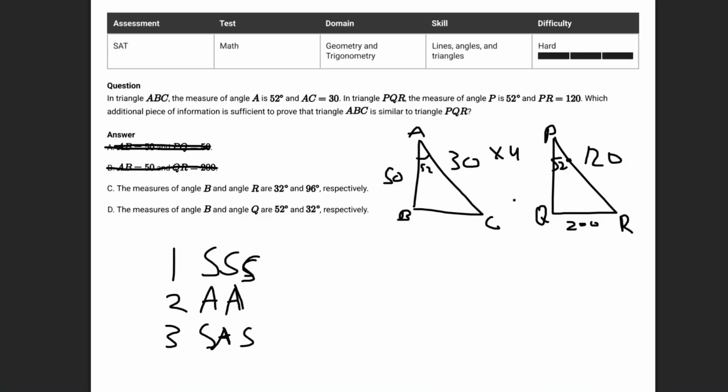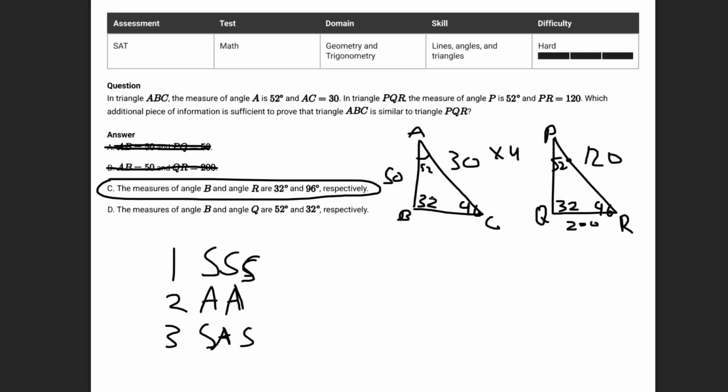All right, and then C says the measures of angles B and R are 32 and 96 respectively. So B is 32 and R is 96. If B is 32, then C has to be 96. And if R is 96, then Q has to be 32, and now all these angles would be the same. And if all the angles are the same, then they're obviously similar. So the answer would be C. Let's just look at D. D says the measures of angles B and Q are 52 and 32 respectively.